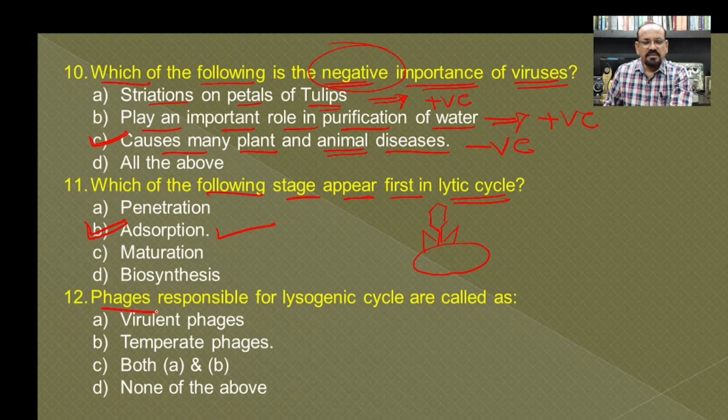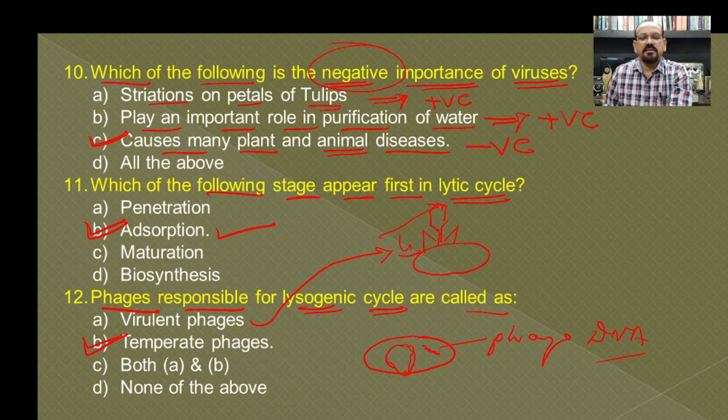Then phages responsible for lysogenic cycle are called as, means even after the introduction of the genetic material of the phages into the bacterial cell, here they remain as a part of the bacterium. Say for example, now this is a phage DNA, and even though there will not be the lysis of the bacterial cell, in such a condition it is known as the lysogenic condition or the lysogenic cycle, and such type of phages are known as temperate phages, while the phages which are responsible for the lytic cycle are known as virulent phages.